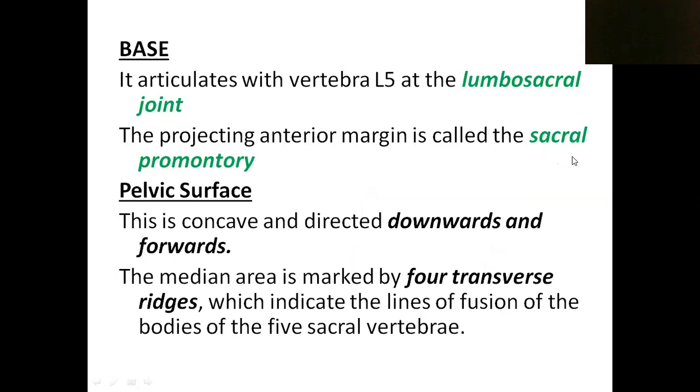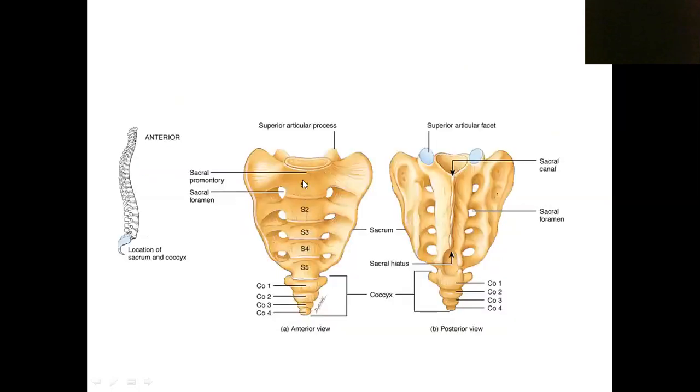Now, the projecting anterior margin of the sacrum is known as what? The sacral promontory. What is meant by that? In this image, we can see a projecting margin. This projection is known as the sacral promontory.